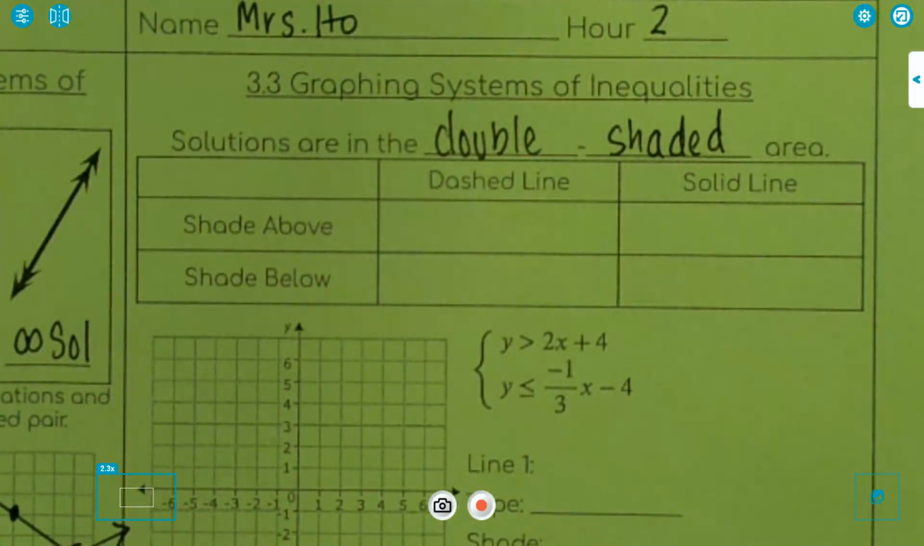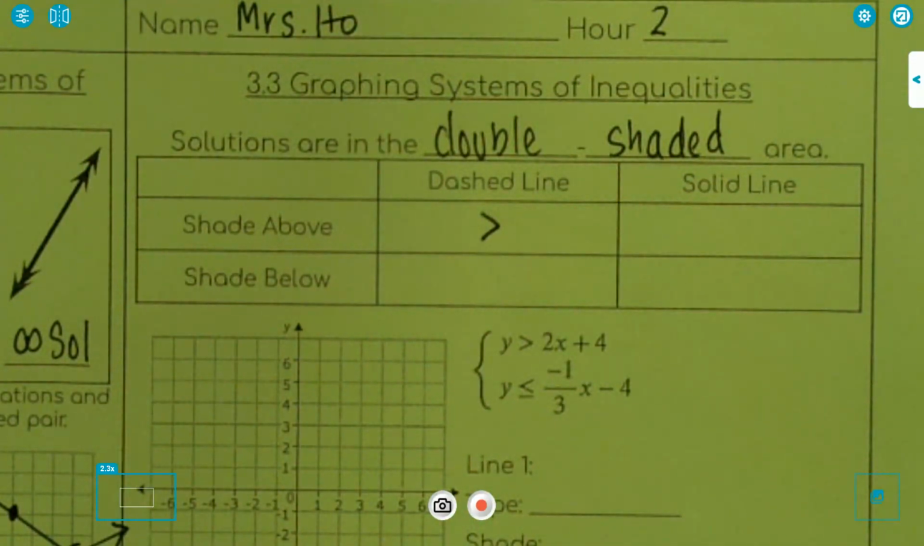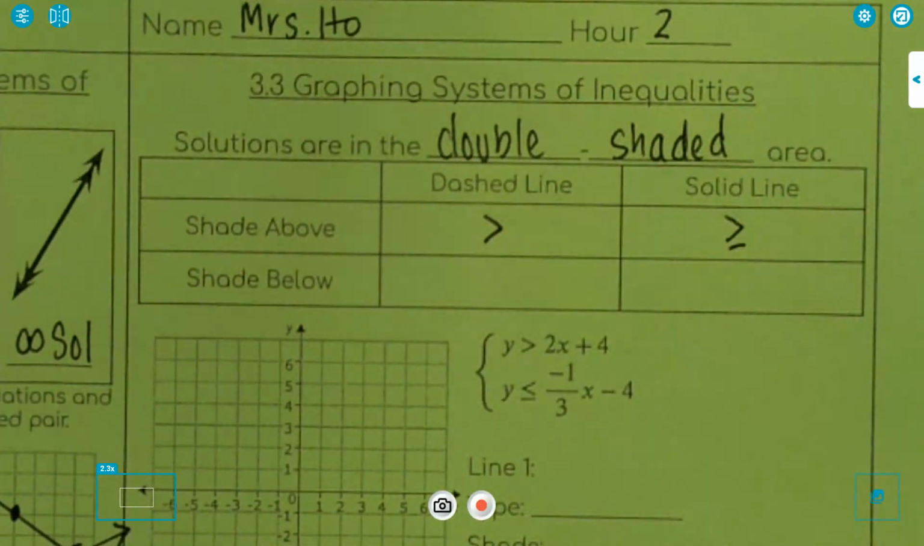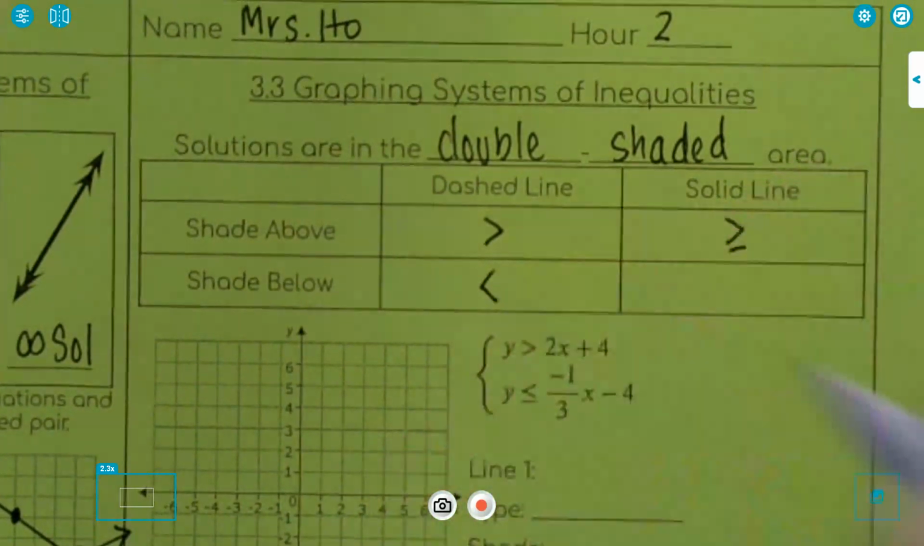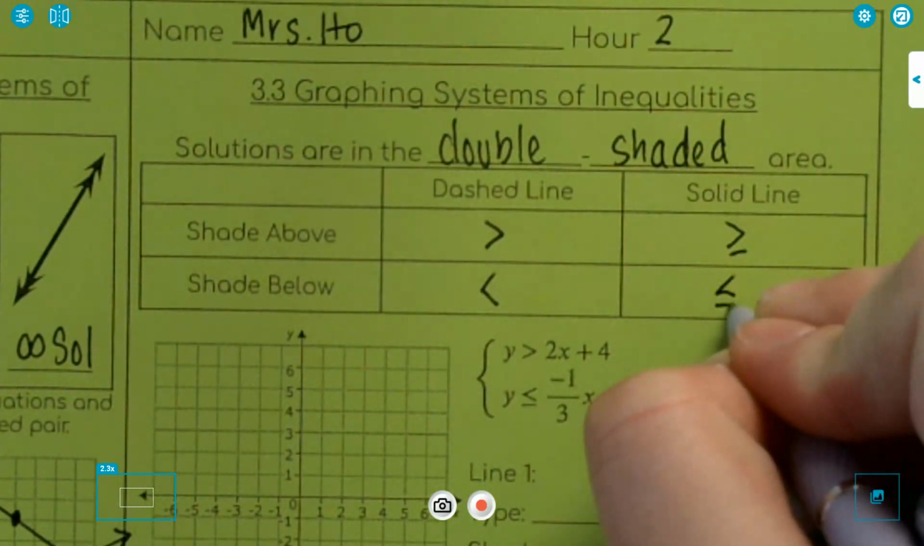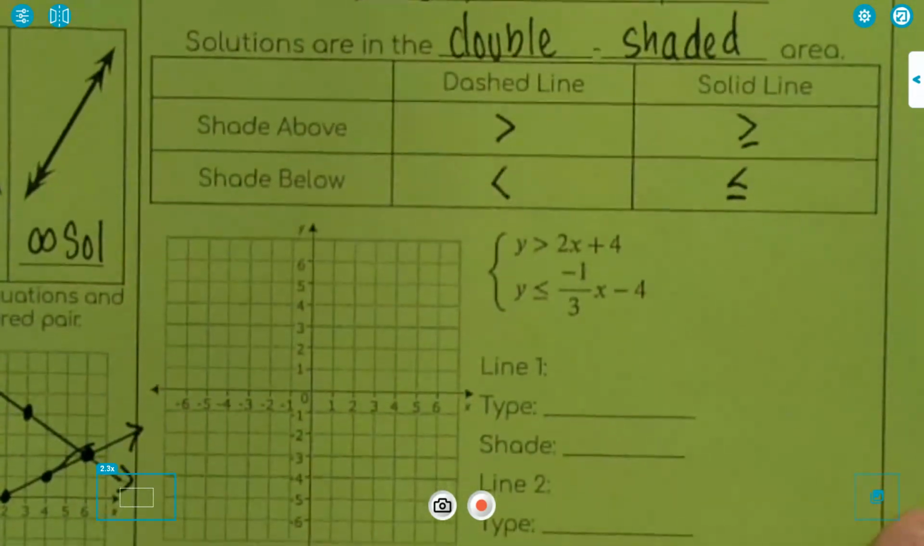We shade above a dashed line for a greater than symbol. We shade above a solid line for a greater than or equal to symbol. We shade below a dashed line for a less than symbol. We shade below a solid line for less than or equal to.